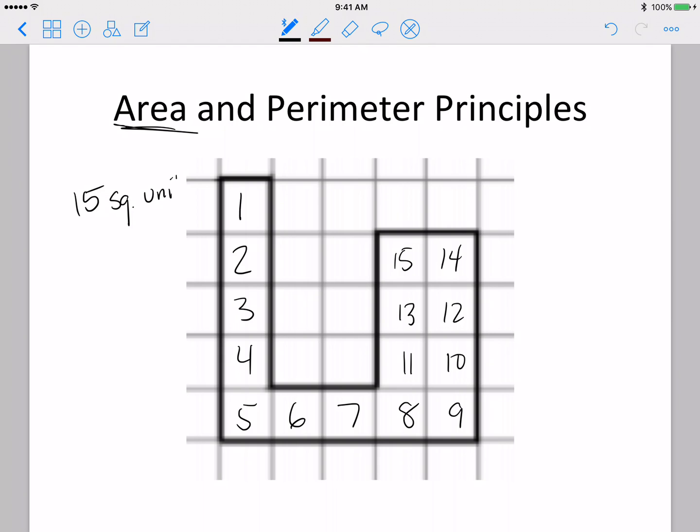We don't know what we're measuring by here. It could be feet, it could be inches, it could be yards, it could be miles. It would just depend on the situation. So this would be 15 square units. There are 15 squares inside of this unit.